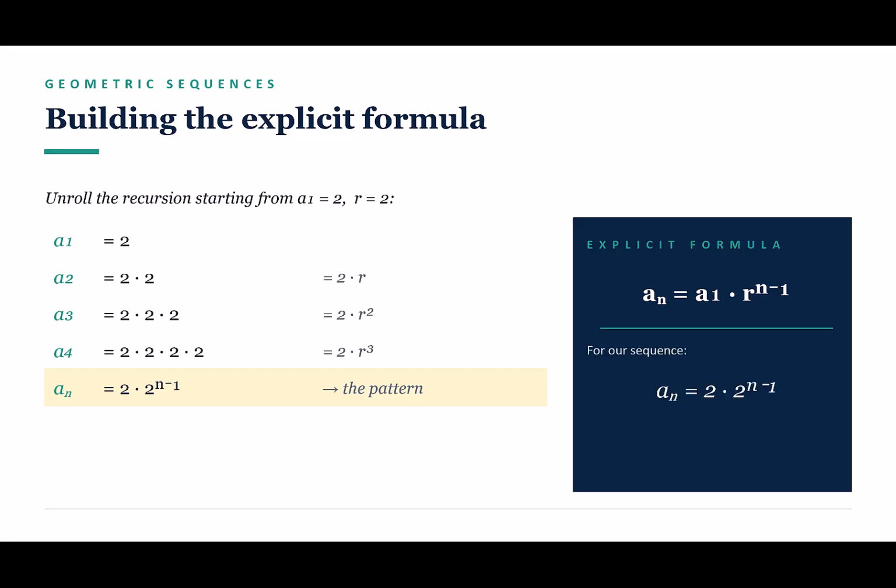Going back to our sequence, where a sub 1 is 2 and the ratio is 2, we have 2 times 2 to the n minus 1. Because our bases are the same, we can add the exponents. So 1 plus n minus 1 just gives us a power of n. That says if we wanted to find a sub 10, we would find 2 to the 10, which is 1024.